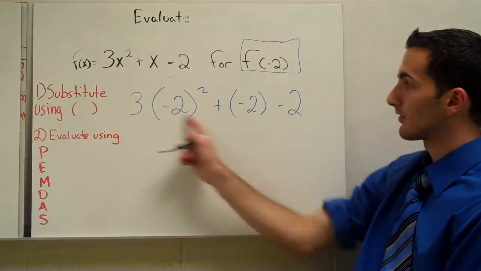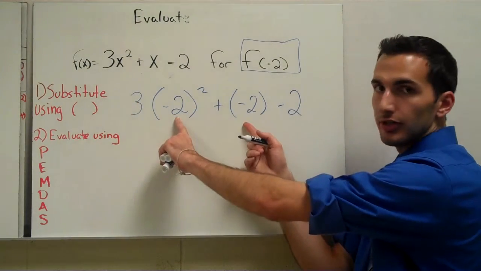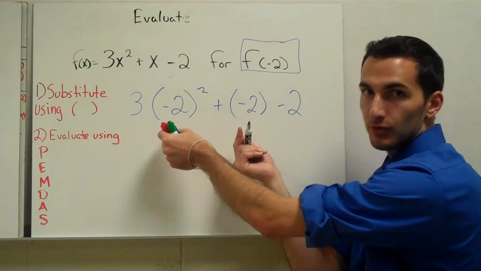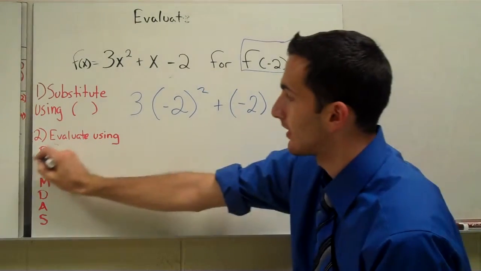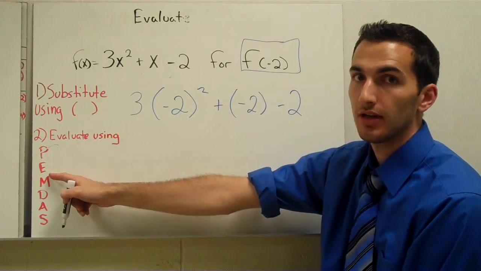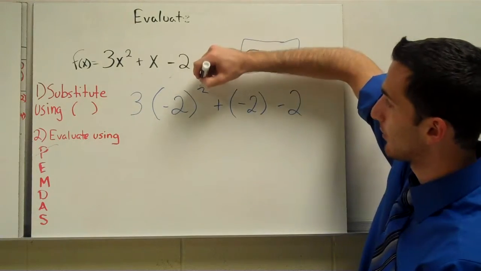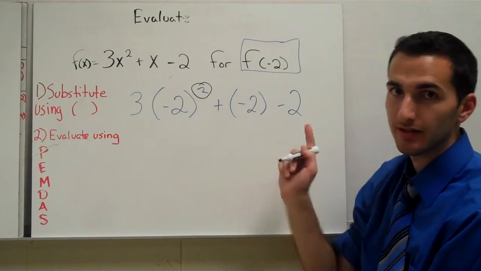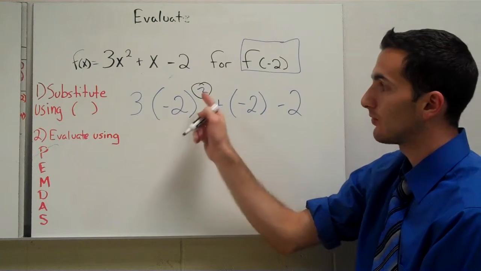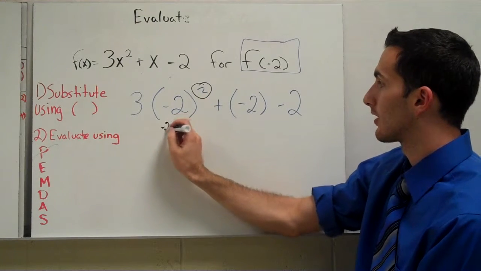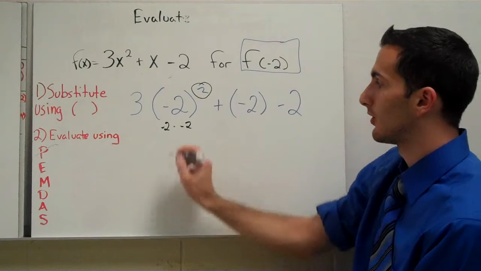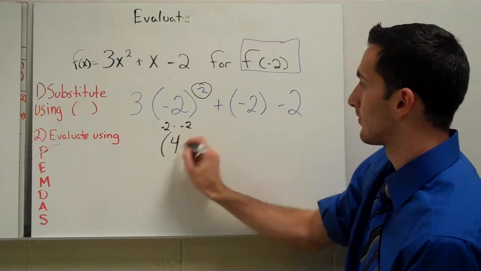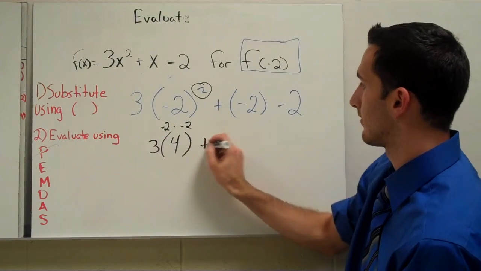So I'm going to look for parentheses. I see I have parentheses here and here, but there's nothing to do inside of those parentheses. So I'm going to cross that out and move on to my next one. Exponents. I have an exponent right here. That means I need to do this exponent before I do anything else. So negative 2 squared gives me negative 2 times negative 2, which is positive 4. So I'm going to bring that down and bring everything else down.